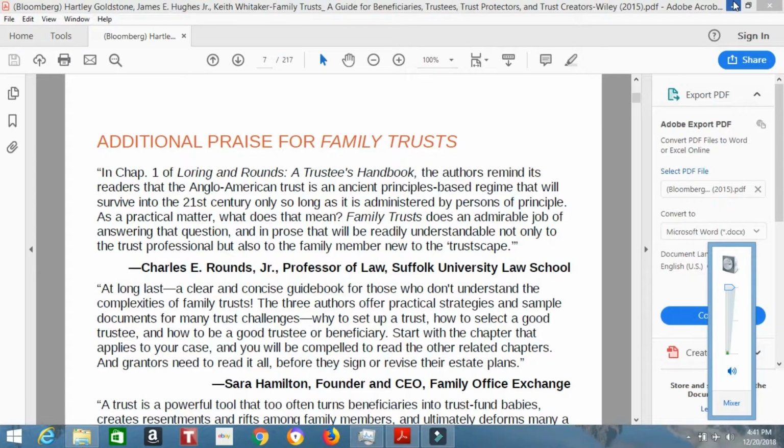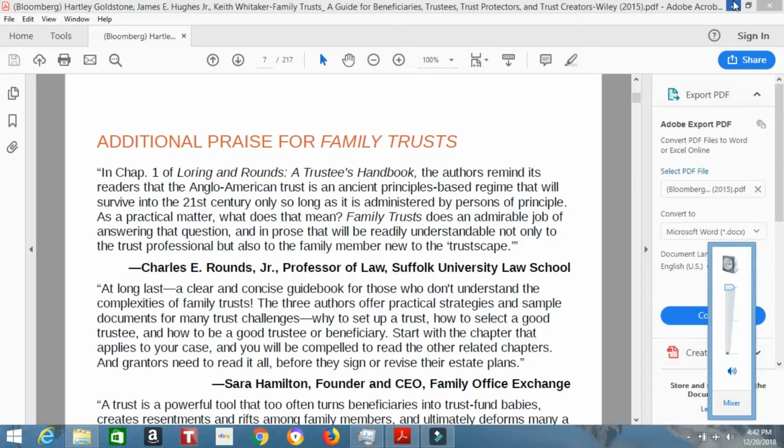Additional praise for family trusts. In Chapter 1 of Loring and Rounds, A Trustee's Handbook, the authors remind its readers that the Anglo-American trust is an ancient principles-based regime that will survive into the 21st century only so long as it is administered by persons of principle. As a practical matter, what does that mean? Family Trusts does an admirable job of answering that question, and in prose that will be readily understandable not only to the trust professional but also to the family member new to the trustscape. Charles E. Rounds, Jr., Professor of Law, Suffolk University Law School.